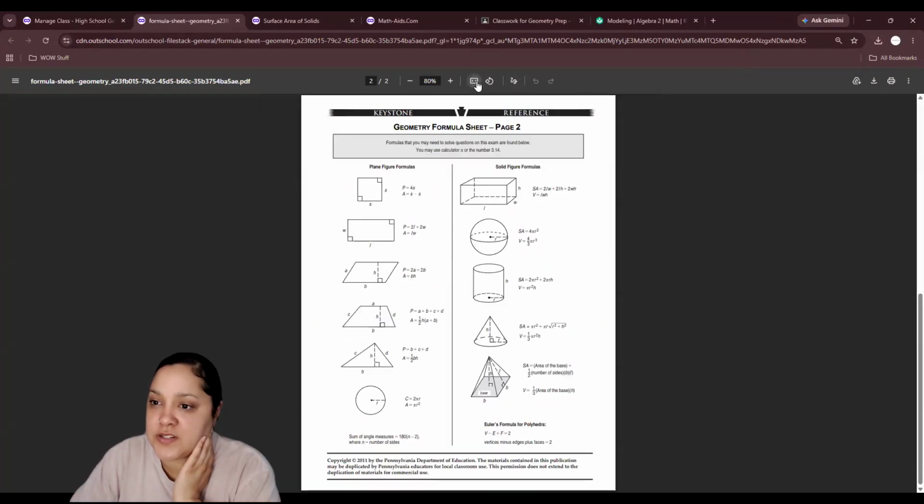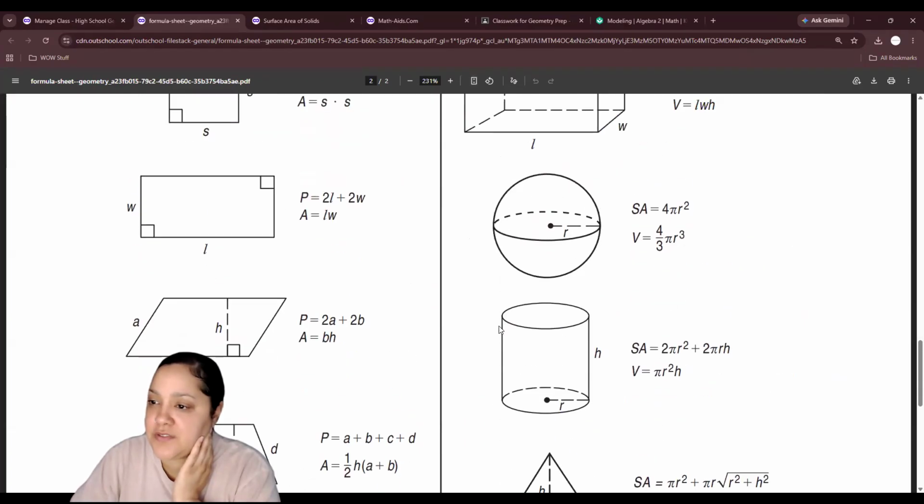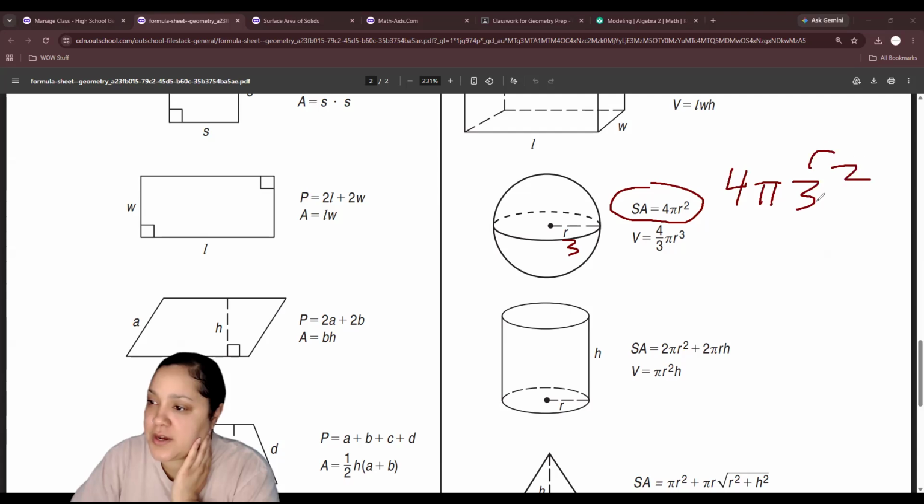So if you wanted to find surface area of a sphere, you would do 4 times pi times r squared. So let's say r is 3. You would do 4 pi 3 squared, which would be 9. 9 times 4 is 36. So it'd be 36 pi. That would be the surface area.